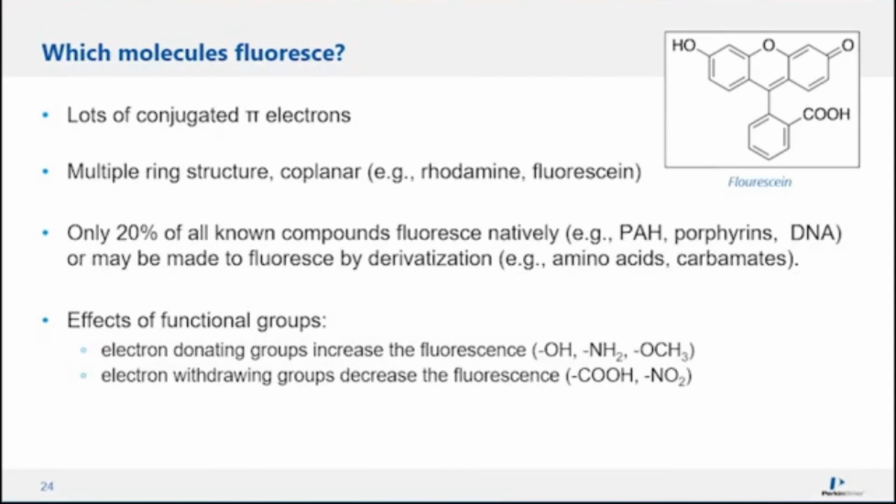So which molecules fluoresce? Typical molecules that will be amenable to fluorescence detection will have lots of conjugated pi electrons, multiple ring structures that are coplanar. As mentioned earlier, not many compounds are natively fluorescent or can be made to fluoresce by derivatization, only about 20% or so. Functional groups also have an effect on fluorescence, with electron donating groups such as hydroxyls and amines increasing the fluorescence, and electron withdrawing groups like carboxylic acids decreasing the fluorescence.